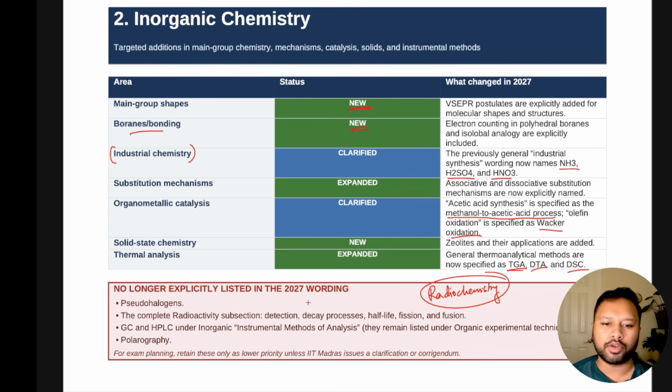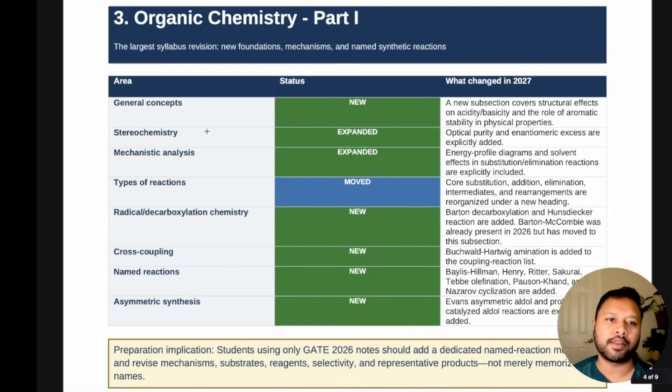Okay, so let's talk about the next thing, which is organic chemistry. A lot of things have been changed in organic chemistry. The largest syllabus revision is done in organic chemistry, and new foundations, mechanism, and named synthetic reactions are included. For example, in general concepts, a new subsection covers structural effects on acidity, basicity, and the role of aromatic stability in physical properties, which was not mentioned earlier.